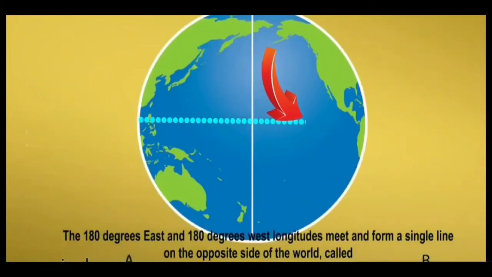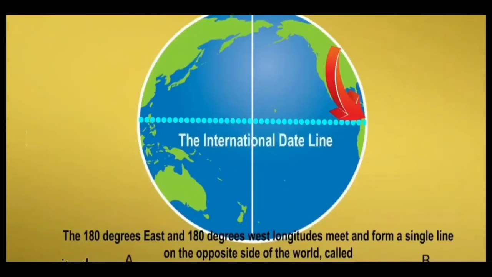and 180 degrees west. The 180 degrees east and 180 degrees west longitudes meet and form a single line on the opposite side of the world, which is called the International Date Line.